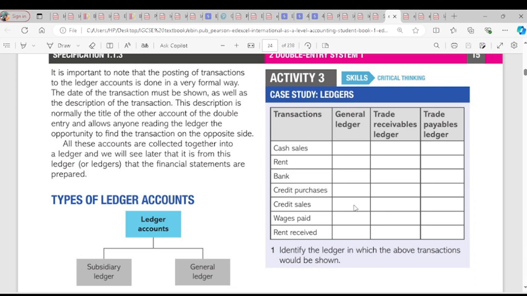So the third one, the bank. Bank represents what? So for rent, what is rent? Rent is expense. Is it general ledger or trade? General ledger. So what does rent represent? You said expenses. General ledger. Bank. Is it not trade payables ledger? Is it not a third party account?